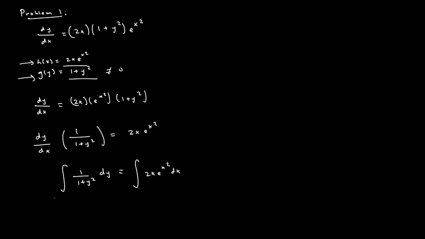We already know that this is simply the derivative of tan inverse. So this evaluates to tan inverse of y. Now on the right side, to evaluate this indefinite integral, we will need to use substitution. And the substitution that seems most reasonable is w is equal to x squared. We end up with dw is equal to 2x dx.